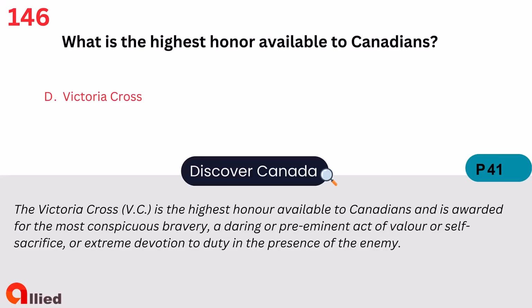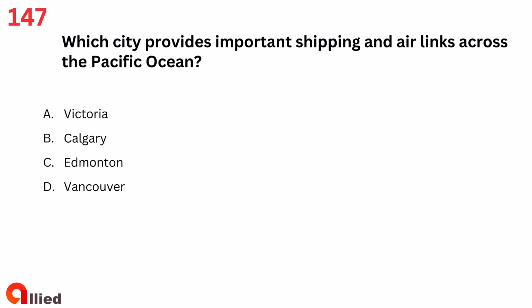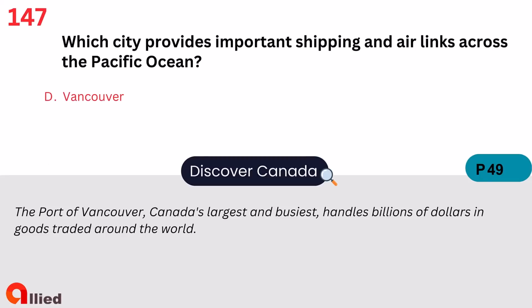Victoria Cross. Question 147. Which city provides important shipping and air links across the Pacific Ocean? A. Victoria. B. Calgary. C. Edmonton. D. Vancouver. The answer is D.